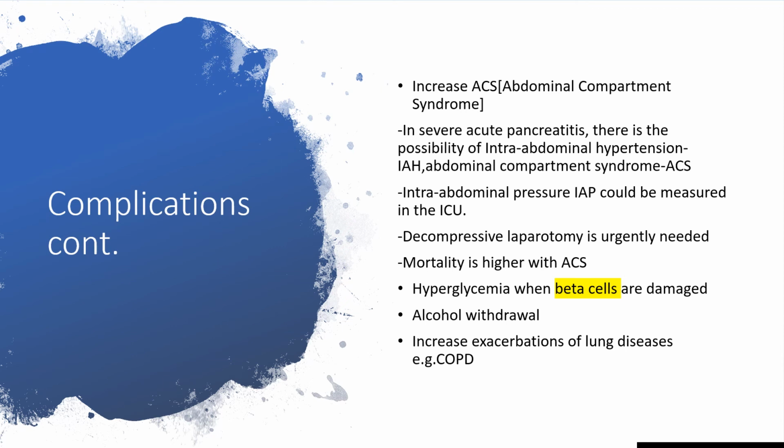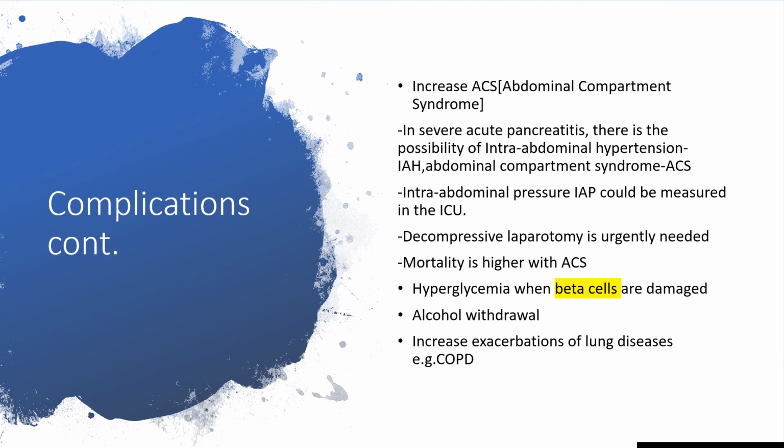There is also ACS, and this is not acute coronary syndrome, it is abdominal compartment syndrome. And I want you to please listen to this. In severe acute pancreatitis, there is the possibility of intra-abdominal hypertension. Also, the possibility of abdominal compartment syndrome. Intra-abdominal pressure could be measured in the intensive care unit. So when there is abdominal compartment syndrome, the next thing to do is decompressive laparotomy, and it is an urgent procedure done quickly because that is what could increase the likelihood of mortality.